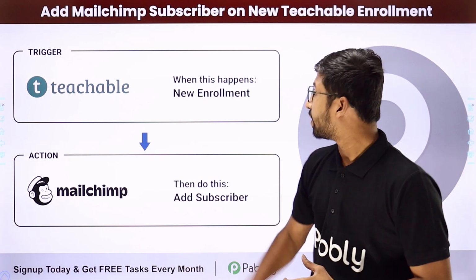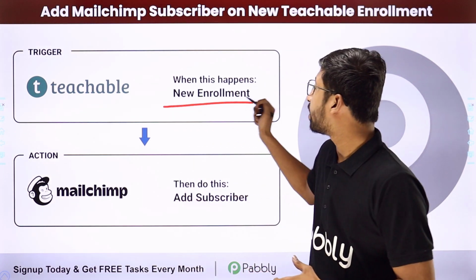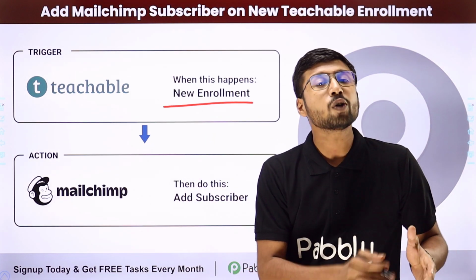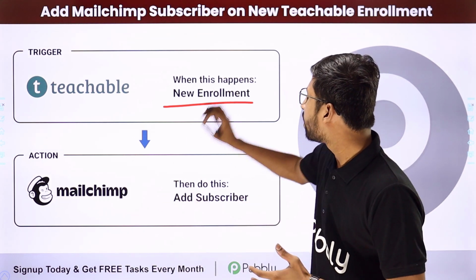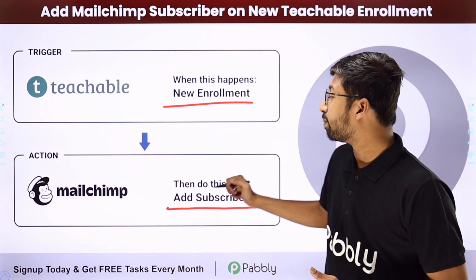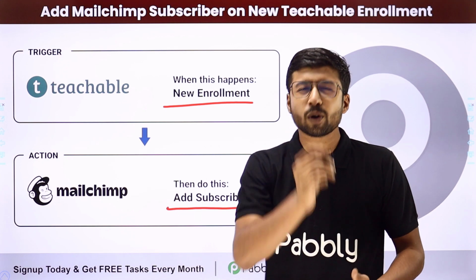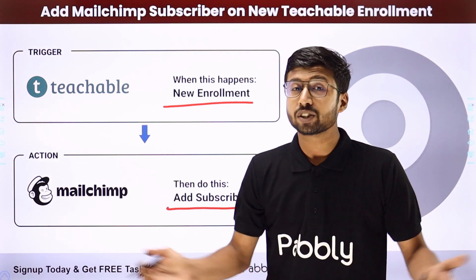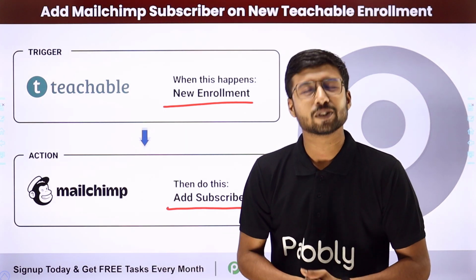So in this automation, whenever we receive a new enrollment into a course in Teachable, automatically the same user who got enrolled will be added as a subscriber in Mailchimp with the same details. Now, if you want to know how you can set up this automation, for that you just have to come with me to my screen.